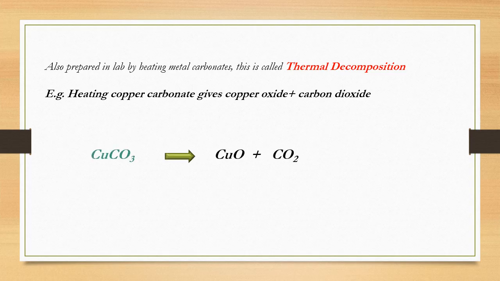So copper carbonate reacts to form copper oxide and carbon dioxide when we heat it under the blue flame of the Bunsen burner. It's an odorless gas, and it is denser than air. That's why it's used in fire extinguishers, because it covers the fire and stops oxygen entering the fire and stops the combustion.